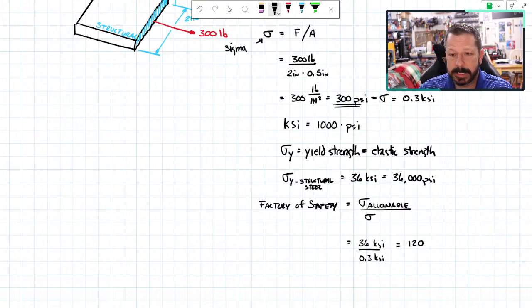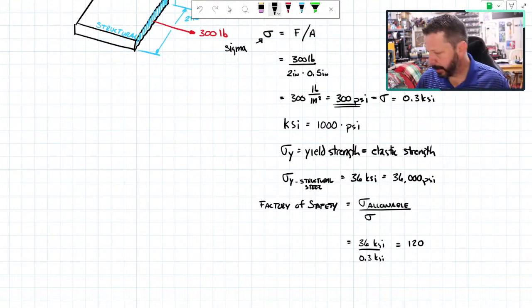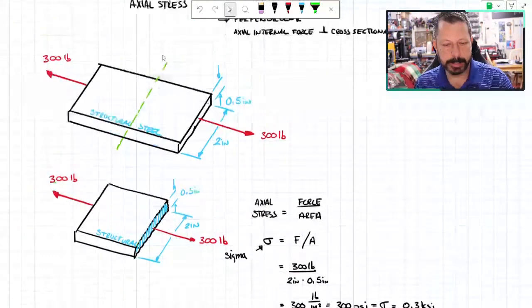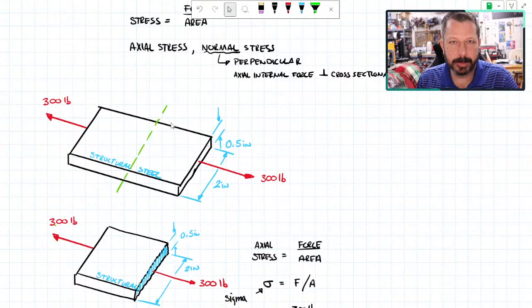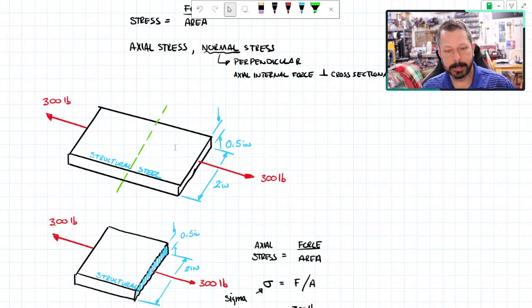Normally your factors of safety in engineering design are around 2, something like that. And we have 120. So we have way more room to add more force or to redesign our part to make it smaller and lightweight or whatever. So that's kind of the general process for calculating an axial stress. I don't see any questions popping up, so I think we're okay there.